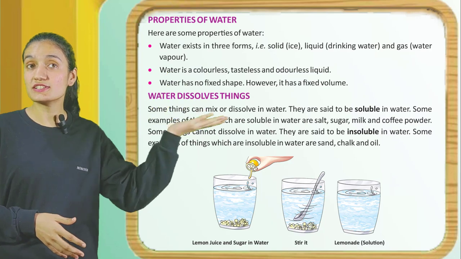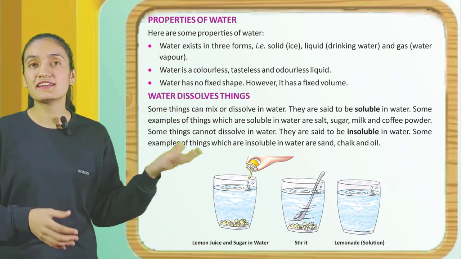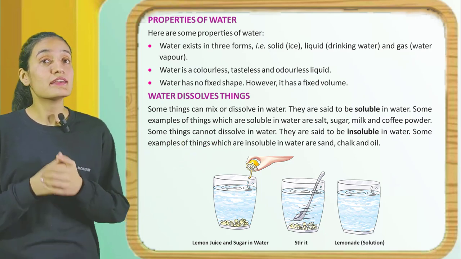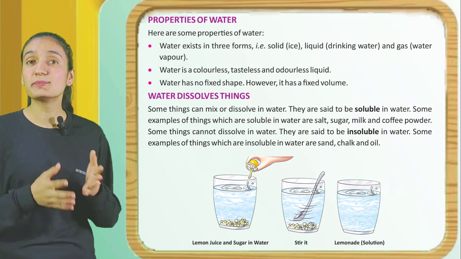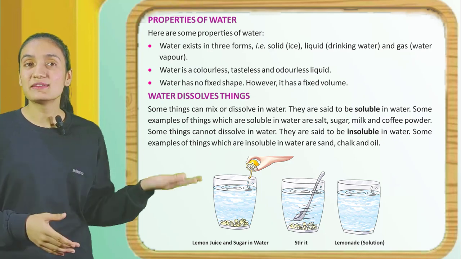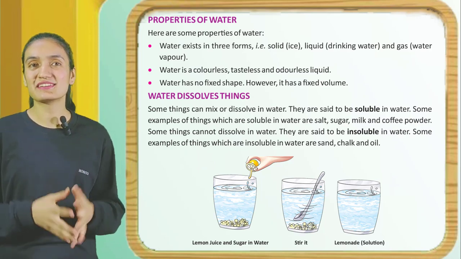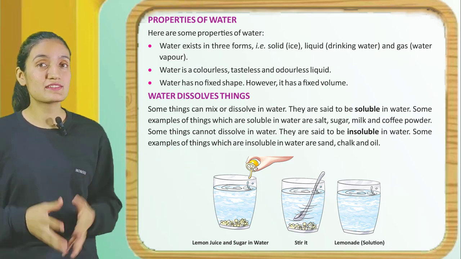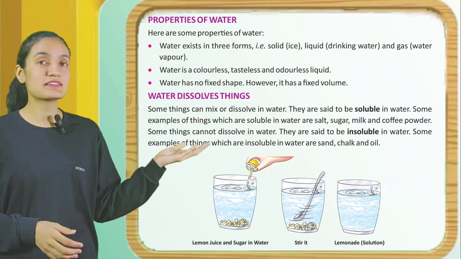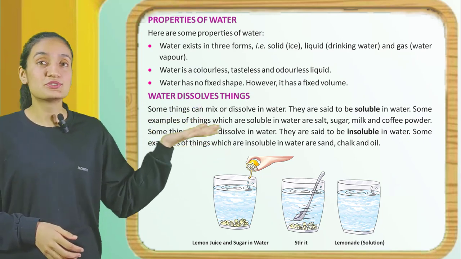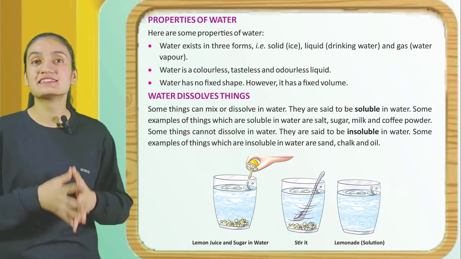Now, water dissolves things. Some things can mix or dissolve in water. They are said to be soluble in water. Some examples of things which are soluble in water are salt, sugar, milk, and coffee powder. Some things cannot dissolve in water. They are said to be insoluble in water. Some examples of things which are insoluble in water are sand, chalk, and oil. You can see lemon juice and sugar in water in this picture. Stir it. Now you can see lemonade.